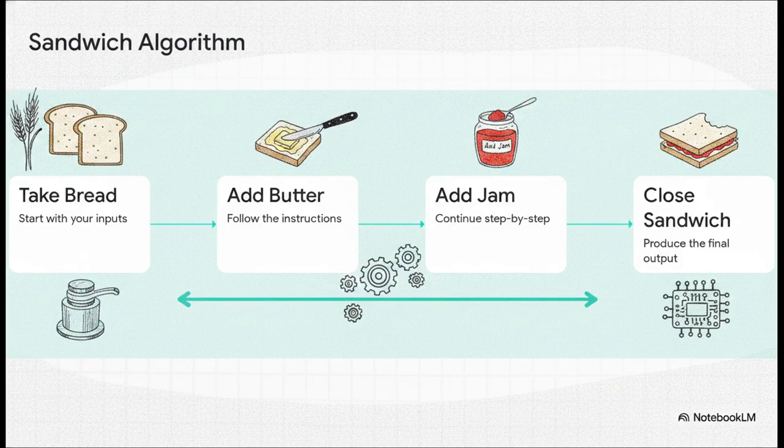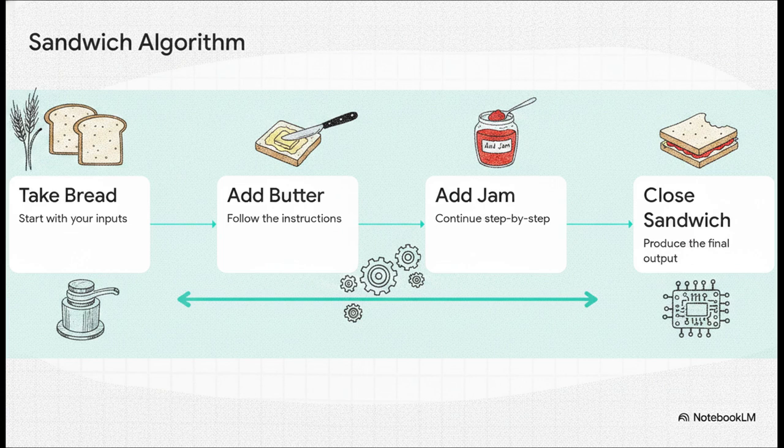Let's break this down into something we do every day. Imagine you are making a sandwich. If you had to write an algorithm for making a sandwich, it would look exactly like these specific steps. Step 1, take bread. Step 2, add butter. Step 3, add jam. Step 4, close sandwich. Boom! That is an algorithm.